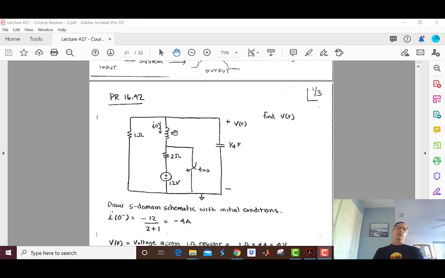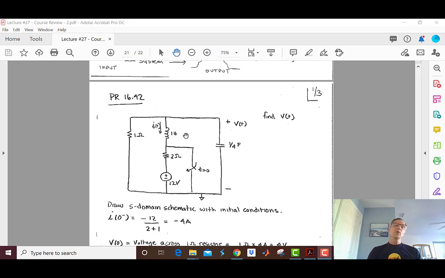Just a quick note about initial conditions. Initial conditions relate to energy in the component. For the capacitor, the energy is 1/2 CV squared, in other words, energy is related to the voltage across the capacitor. For the inductor, energy is 1/2 Li squared, so the energy is related to the current through the inductor. So when we talk about initial conditions, for the capacitor, it's the voltage. For the inductor, it's the current.